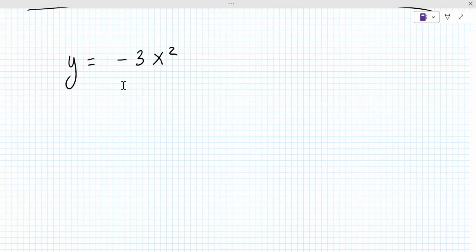Okay, I'm trying it out on my own. Now, what you need to know is that right there, -3 is right 3, and x squared is reflection over the x-axis. Okay, so I agree. It is a reflection over the x-axis.